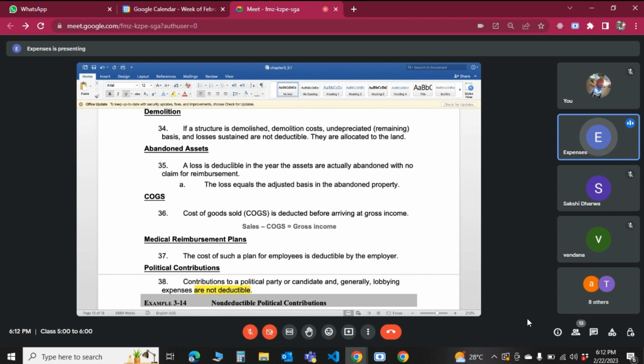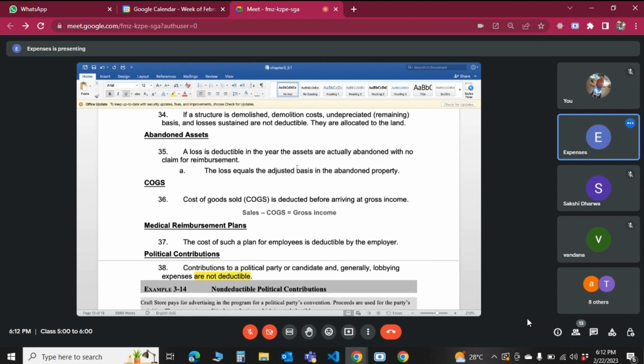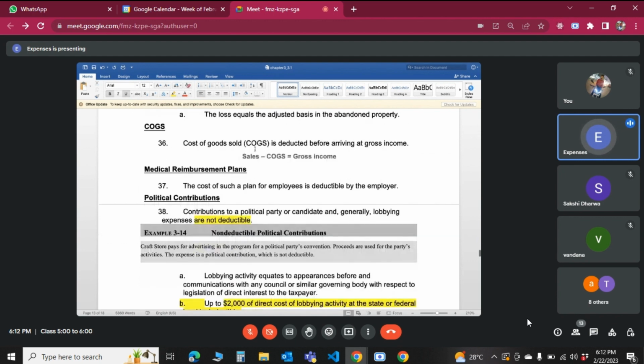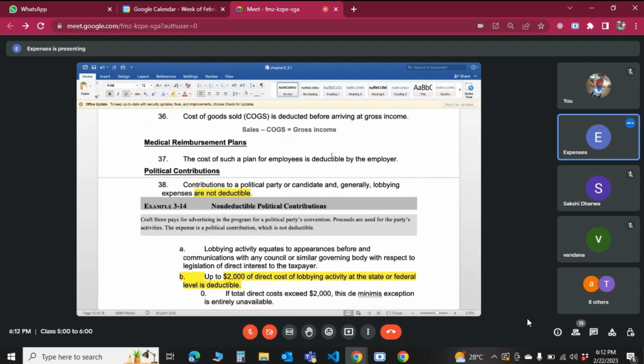Any abandoned asset, it's deductible in the year the assets are actually abandoned, like scrapping out and all those things. Cost of goods sold, we already know the formula: sales minus COGS is gross income. Any medical reimbursement plan, yes, that's also going to be deductible, because that's again a very regular practice that all those benefits are given.